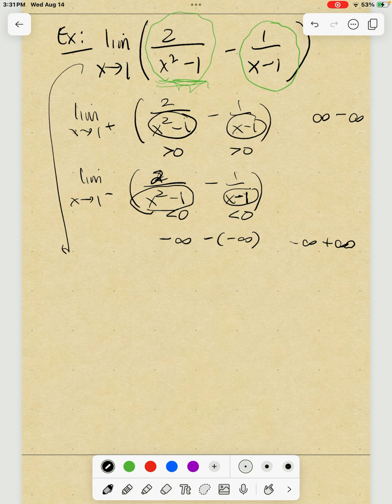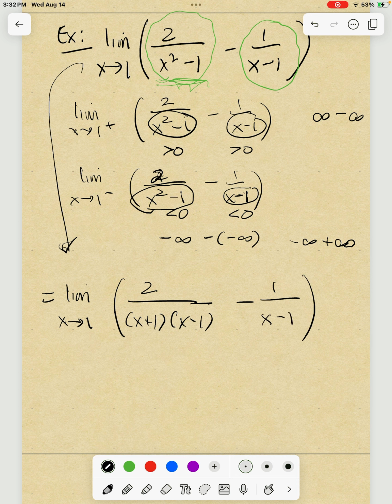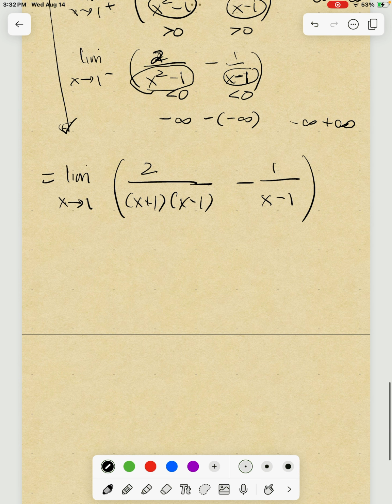So this limit is equal to the limit as x goes to 1 of 2 over x plus 1 times x minus 1, minus 1 over x minus 1. I'm factoring it because I know in hindsight it's better to have it factored, because we're doing a limit and we're trying to make things cancel. So now we see that I have to multiply the right hand side by x plus 1.